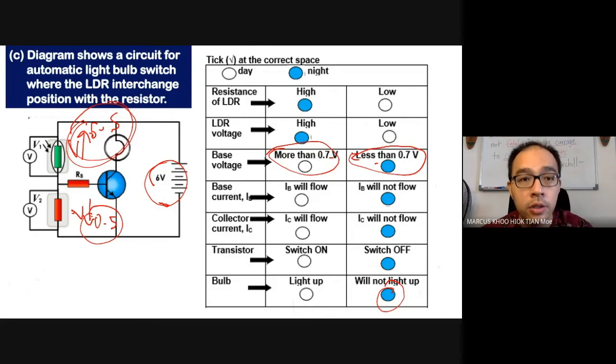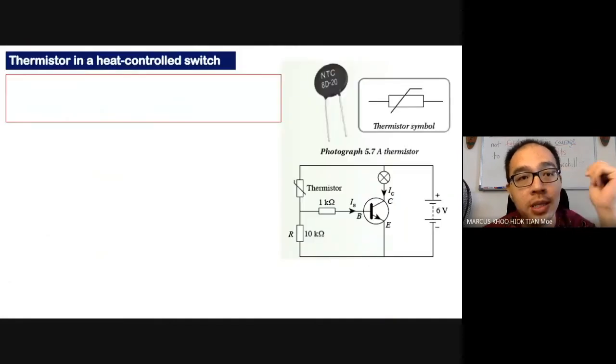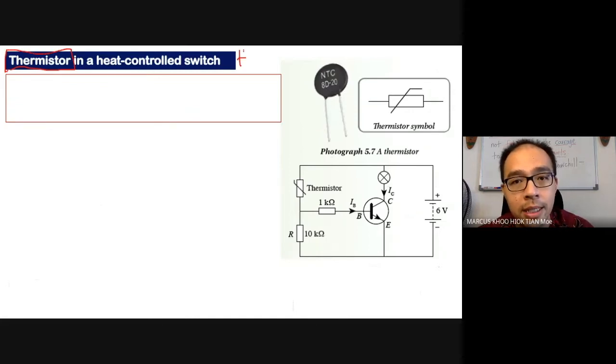So this is an automatic switch circuit. Automatic switch circuit for light-dependent resistor. But there is a second circuit that you have to know, which is a heat-controlled circuit. So a thermistor, we call this a thermistor. The old name for thermistor is a heat-dependent resistor.